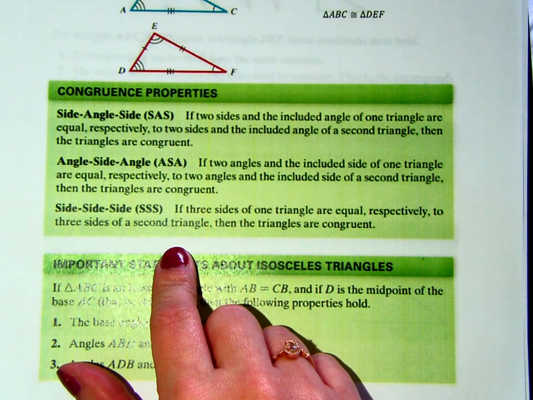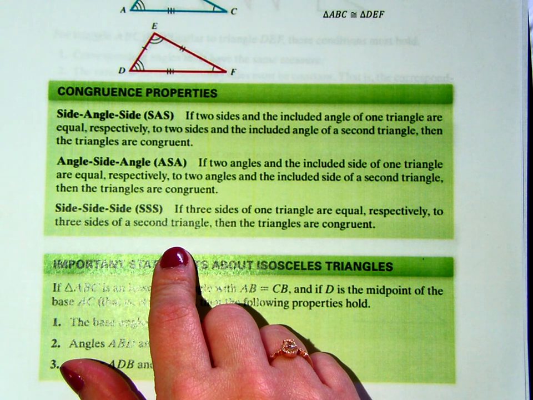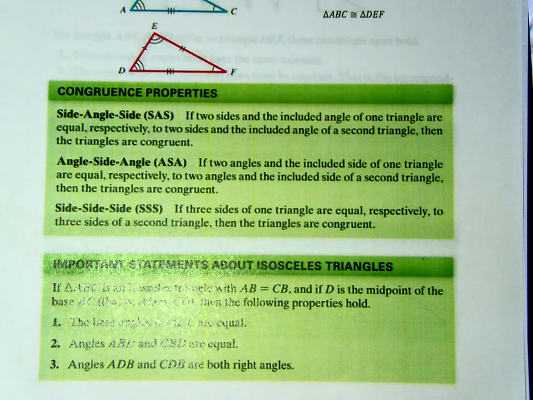And so when we're going to prove congruency, these are the things we're going to be looking for. What do we know about our triangles? Do we have any of these that are going to come into play to help us prove congruency?